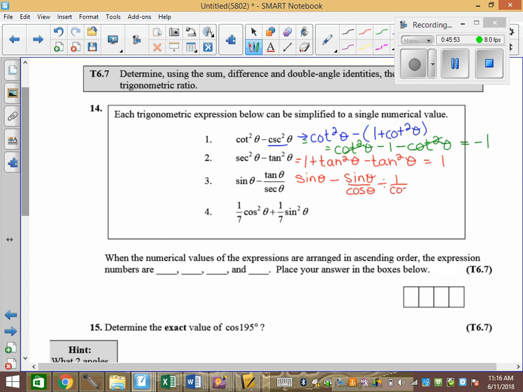This is sine theta minus sine theta cos theta divided by 1 over cos theta, right? And these can flip, so you get sine theta minus sine theta cos theta times cos theta over 1. And then sine theta minus sine theta, which is 0. This one you can take a 1 over 7 out, and you're left with cos squared theta plus sine squared, and what's that?